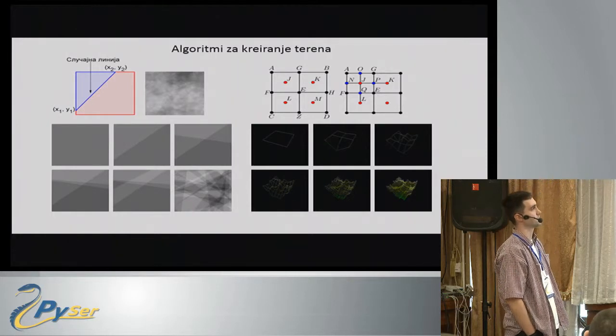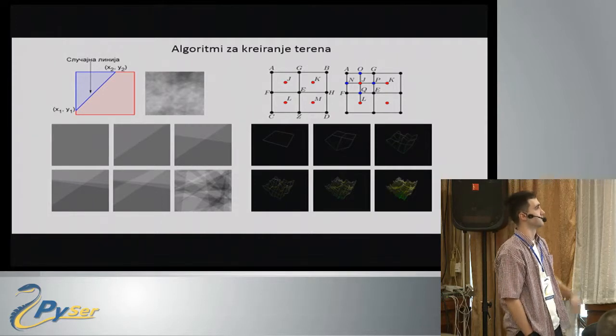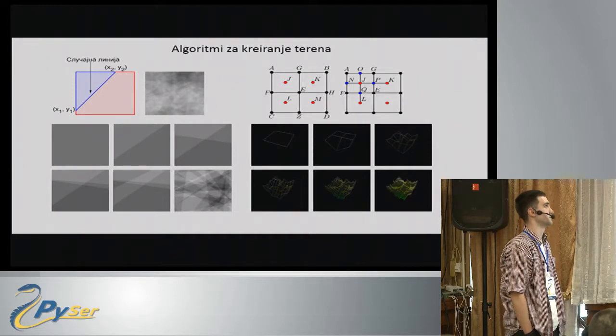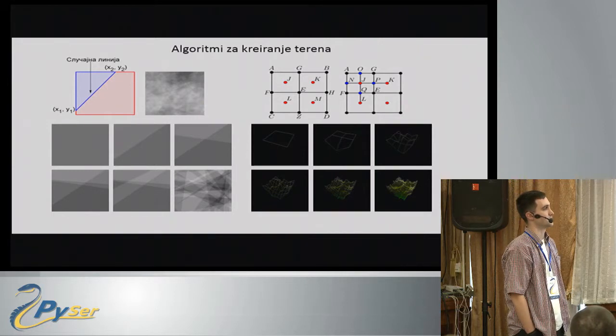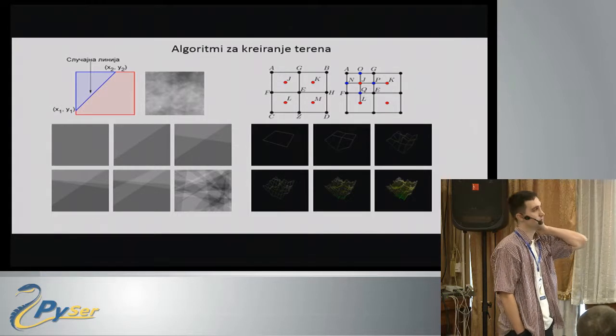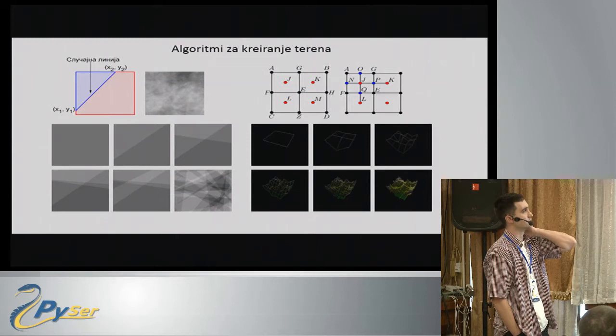First was the fault formation algorithm. It's extremely simple. It's just a gray image. We cut it with a random vector. On one side we add values, on the other side we remove values. And if we repeat iterations, we get an image that looks like Perlin Noise, but it's not. The problem with this approach is that it's as expensive as Perlin Noise.